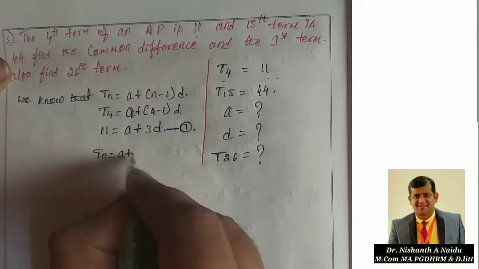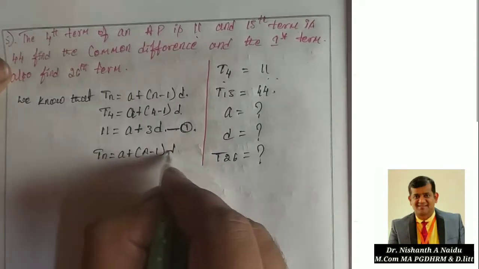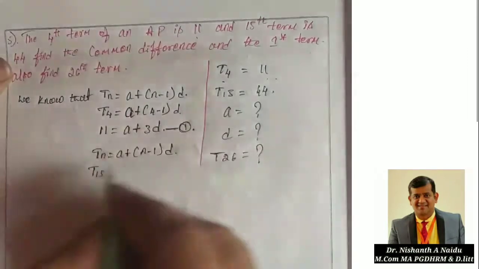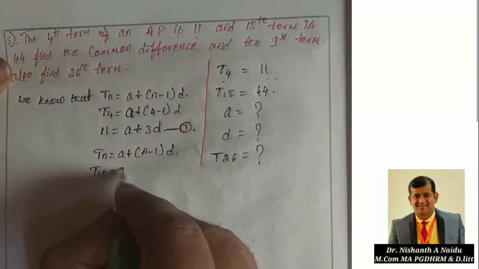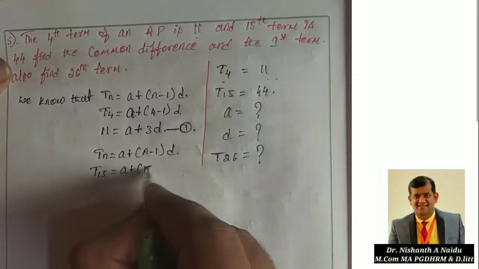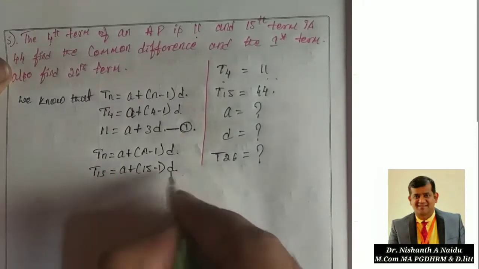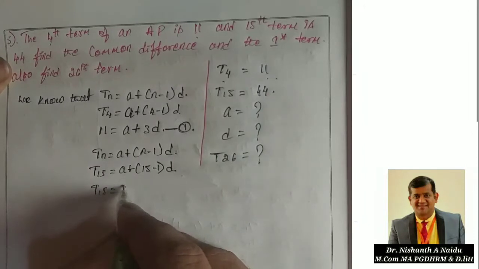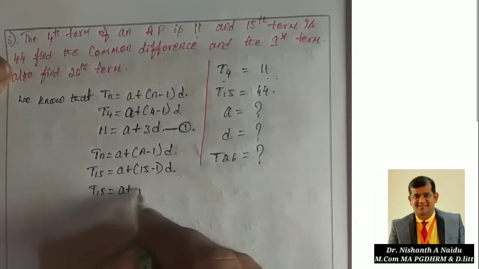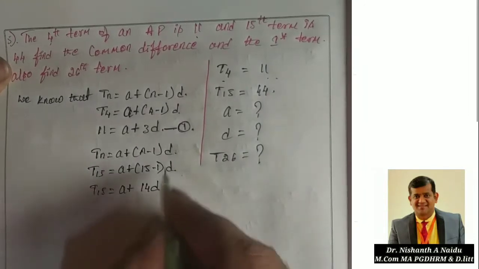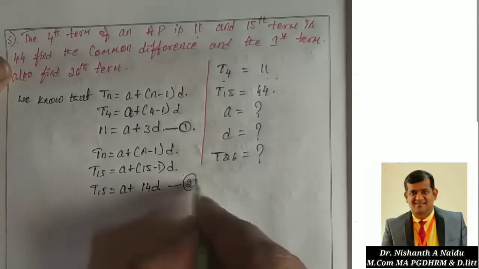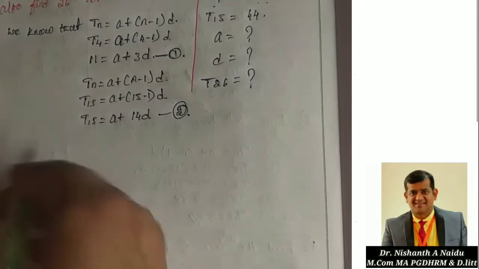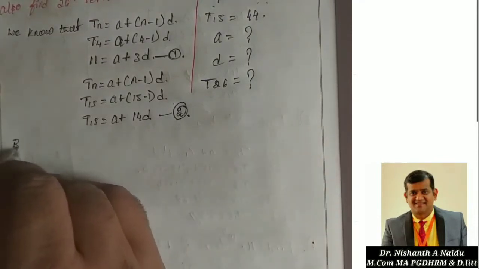Tn equals a plus n minus 1 into d, so now I am doing T15, which is 44. T15 equals a plus 15 minus 1 into d, so T15 equals a plus 14d. We'll call this equation 2. Okay, so now we have equation 1 and equation 2. So let us subtract.